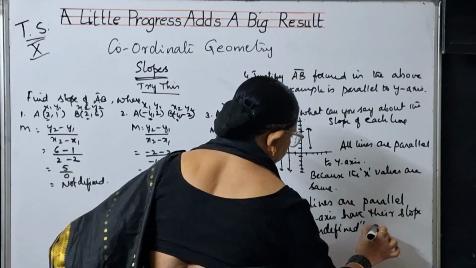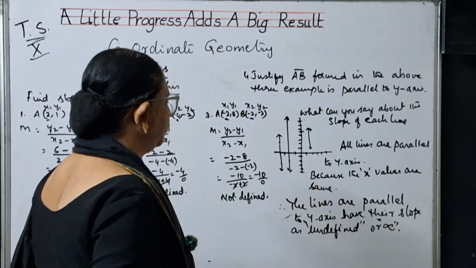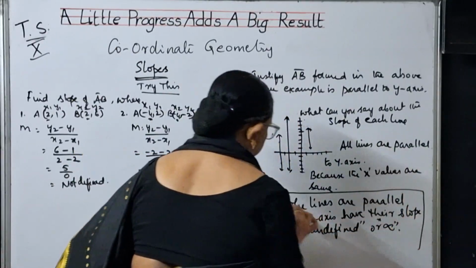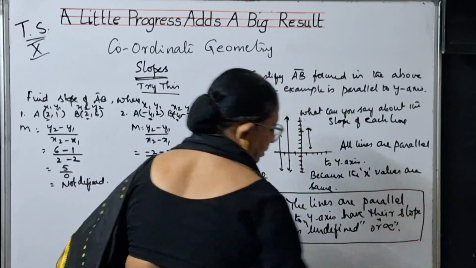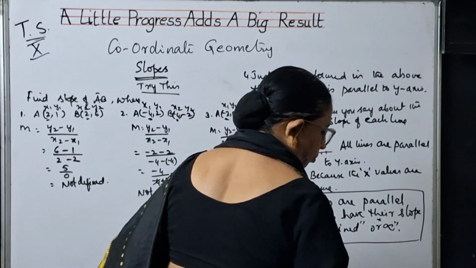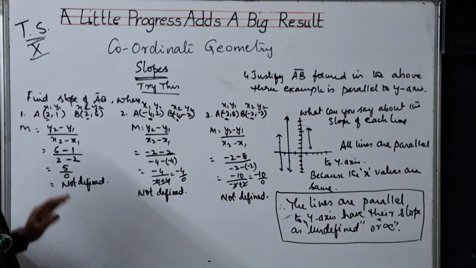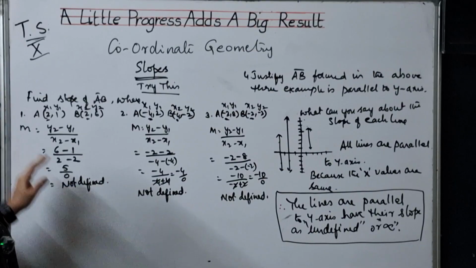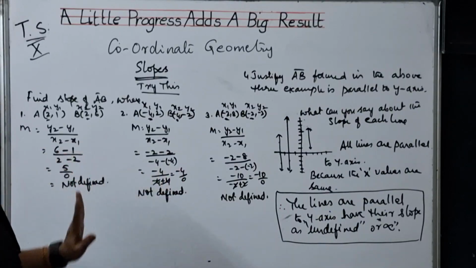Undefined, otherwise you can even call it infinity. The slope is infinity for them. This is a major property which you should remember for your examinations, children. Slope of a line which is parallel to the y-axis is not defined, which is called undefined or not defined. So in this way, this try this sum is giving you a very clear proof.